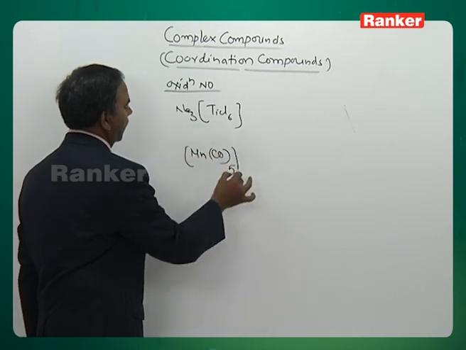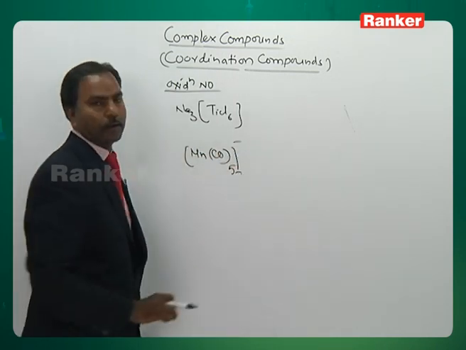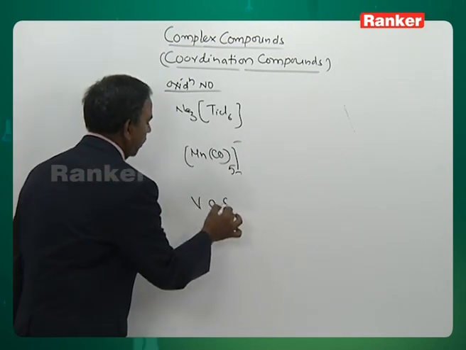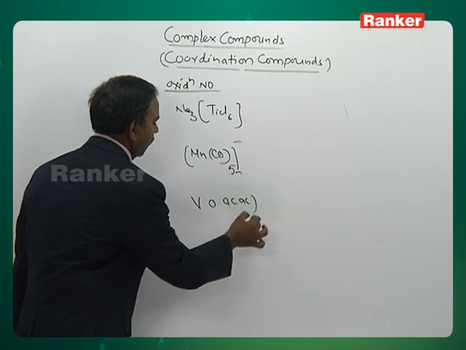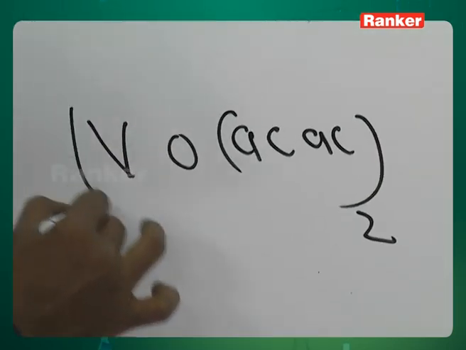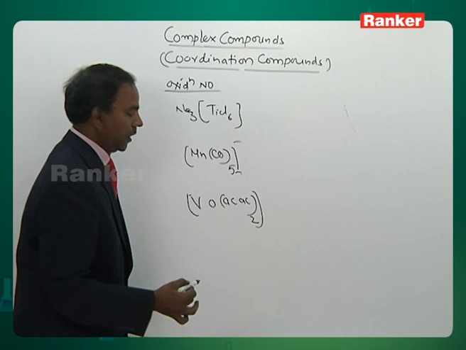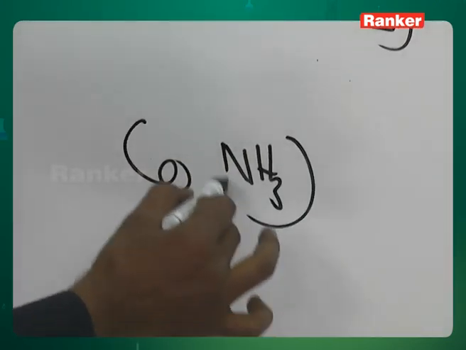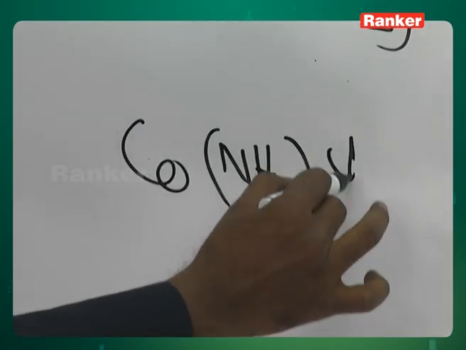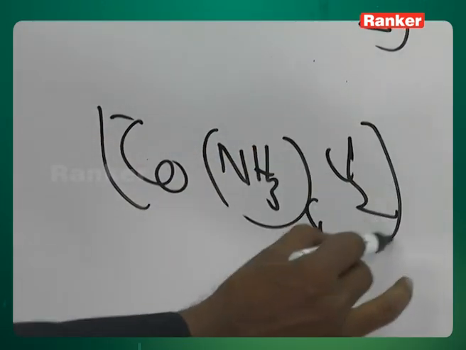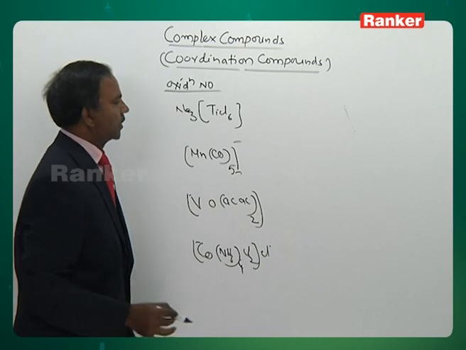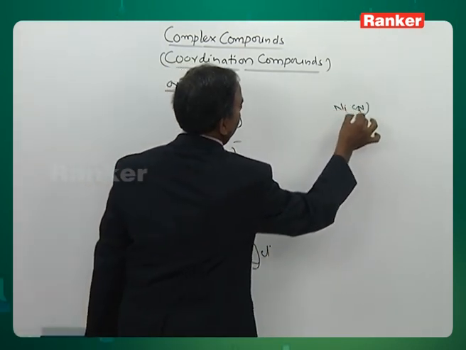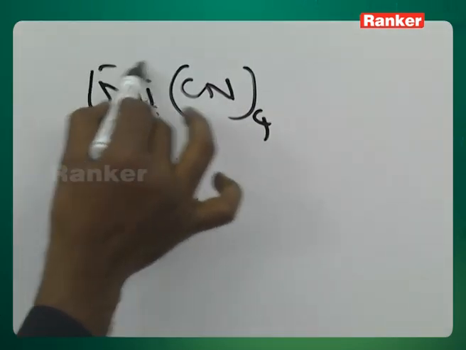Let me write an anionic complex. Let me write this: vanadium O (acac) taken twice. I am writing acac taken twice. Let me write one more complex, Co(NH3)4Cl2 Cl. Next, let me write one more complex, simply I am writing Ni(CN)4 with charge minus 4.